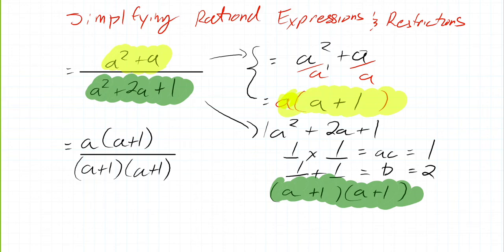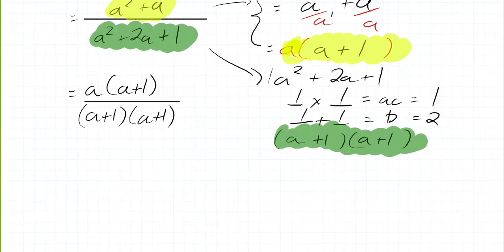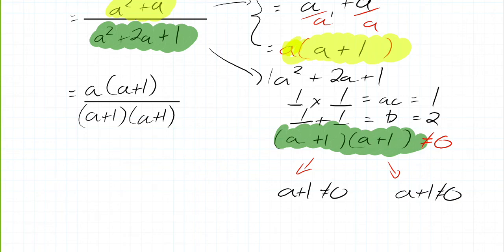Now, I would simplify, but technically before I simplify, you should always check for restrictions. I'm going to jump back to the right side of this page. Essentially for a restriction, we want it to not equal 0. So we're going to split them. We want a plus 1 to not equal 0 and a plus 1 to not equal 0. Well, these are the same equation, so I just need to solve one of them. And it's just going to be a cannot equal negative 1. We've got the same answer for the other one.